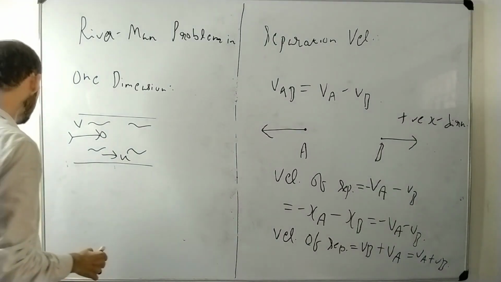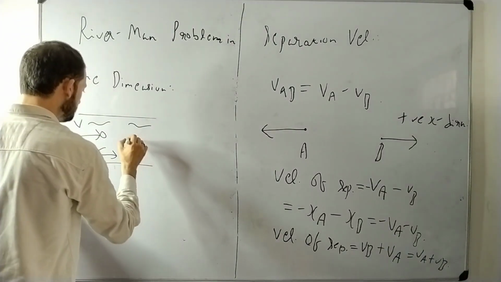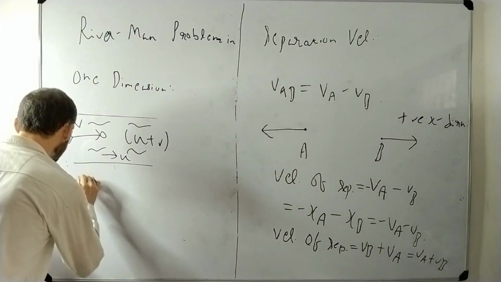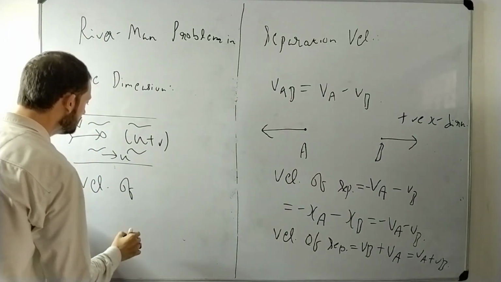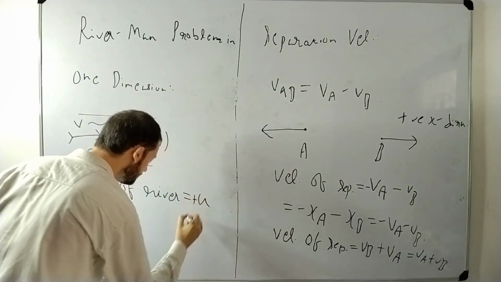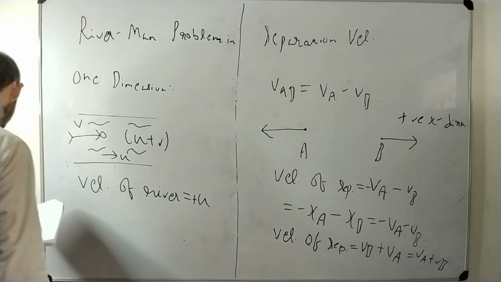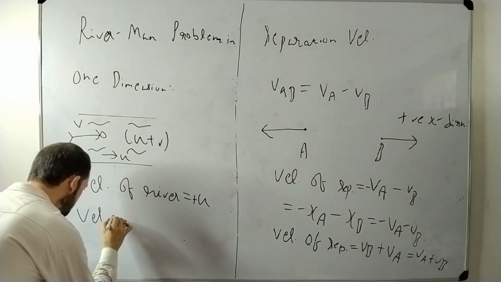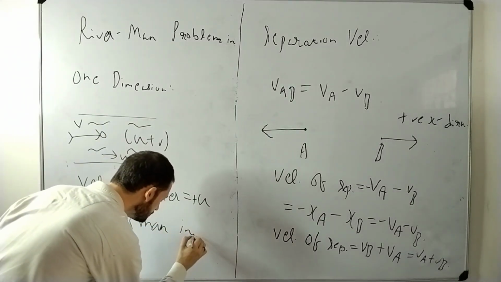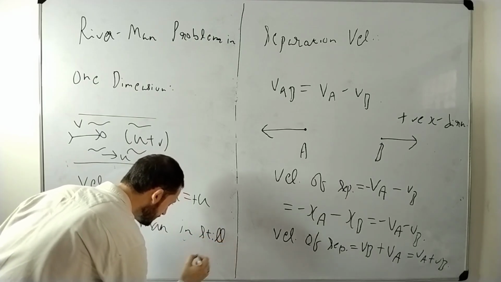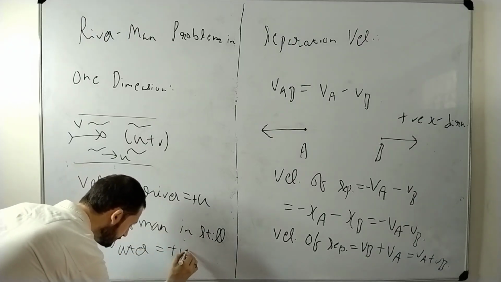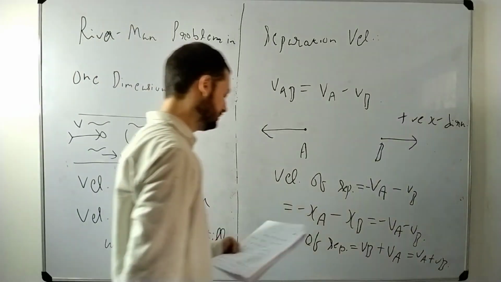Yes, sir, we have understood. So what should be my total velocity? U plus v. So let me write it. Velocity of river, what should I write? River current, positive u. Velocity of man in still water, let me note it is still water velocity, and it is positive v.